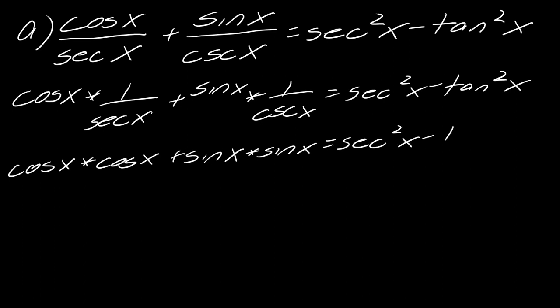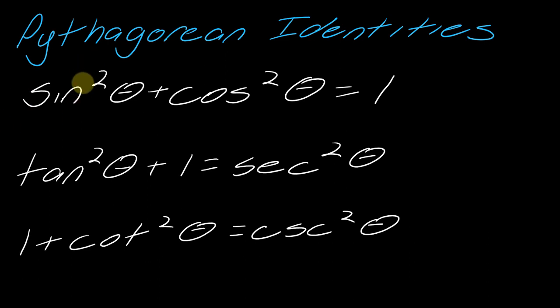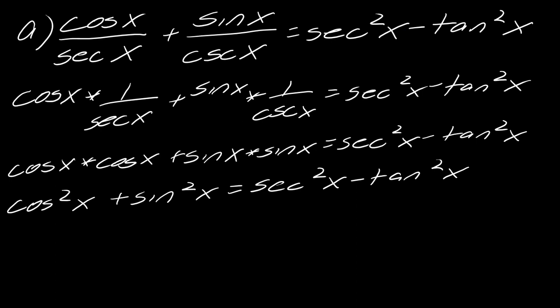I haven't started manipulating the other side. I do like to go just kind of one at a time, but now I've got cosine squared x plus sine squared x equals secant squared x minus tangent squared x. Okay, and so now if I refer to my Pythagorean identities, I know the sine squared plus cosine squared is equal to 1, right? So now I have basically shown that this side equals 1. It's a Pythagorean identity.